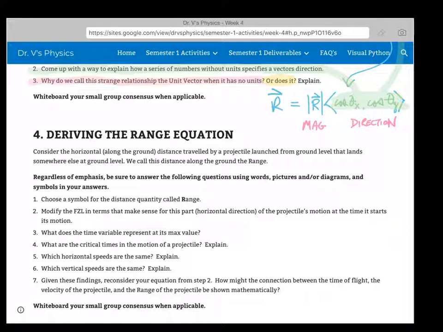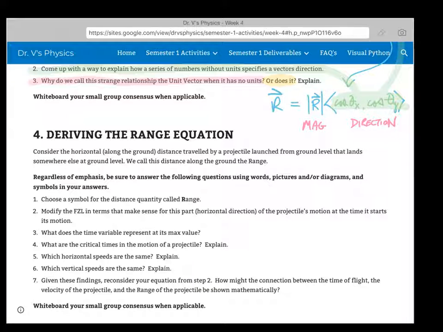So imagine a football being kicked from ground level, or a cannon firing, or throwing a football. These are projectiles, things that are tossed, thrown, lobbed, fired, etc. from ground level, or above ground level, or below ground level, and they land at ground level or anywhere that you want to.